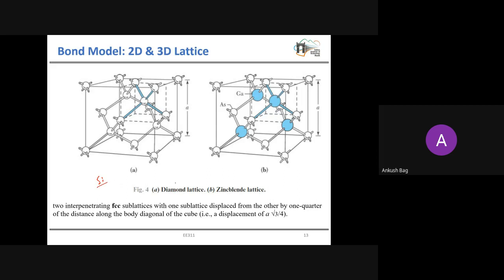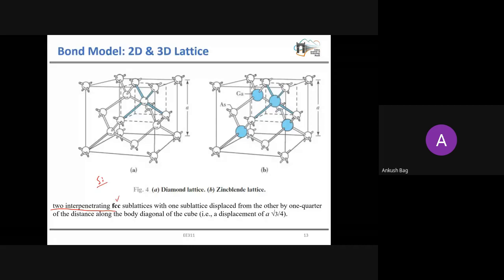So what is this diamond lattice? Is it FCC, BCC, or simple cubic? It is actually two FCC, two face-centered cubic lattices penetrating each other. So you can see here two interpenetrating FCC sublattices with one sublattice displaced from the other by 1/4 of the distance along the body diagonal of the cube. So this is two interpenetrating FCC.